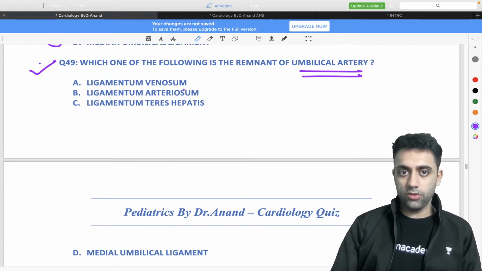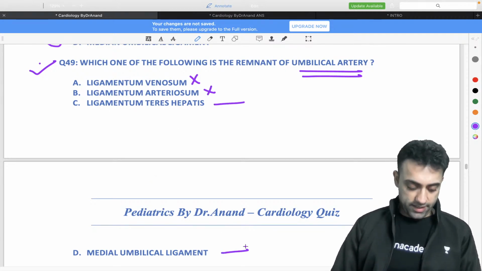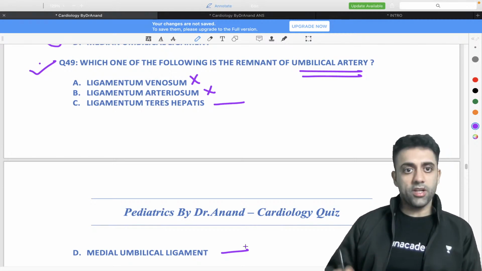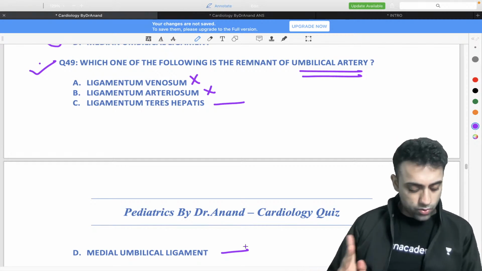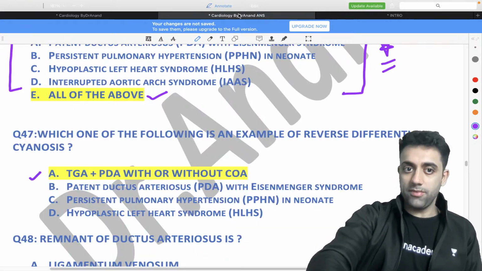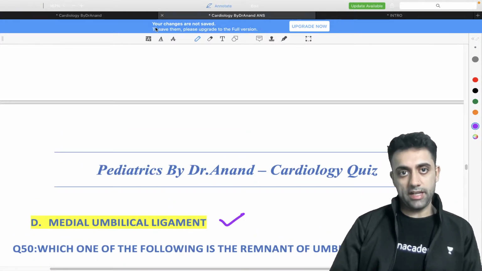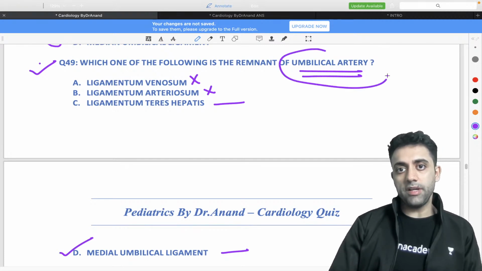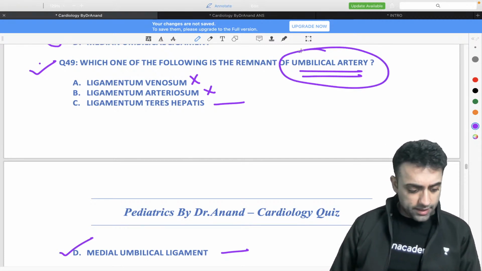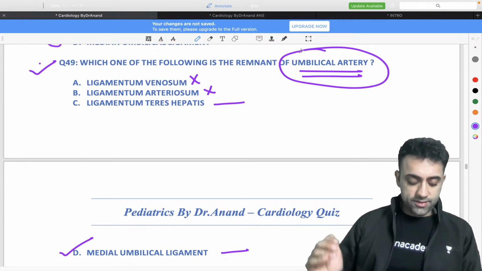Is it ligamentum venosum? No, I don't think so. Is it ligamentum arteriosum? No, I don't think so. What about ligamentum teres hepatis and medial umbilical ligament? Two options we have. What will you choose? For question number 49, the best answer is medial umbilical ligament. You say medial or median, depends, but the remnant of umbilical artery is medial umbilical ligament.